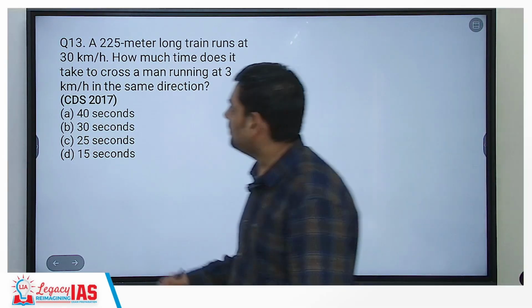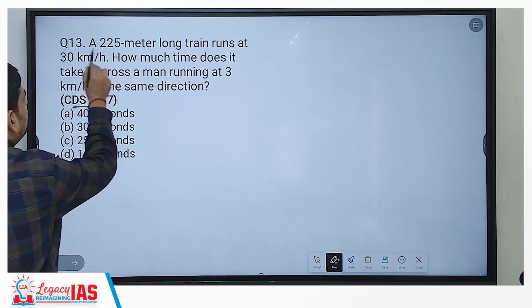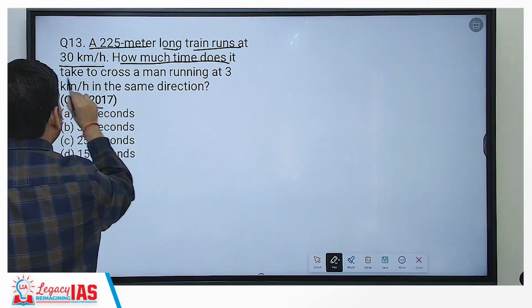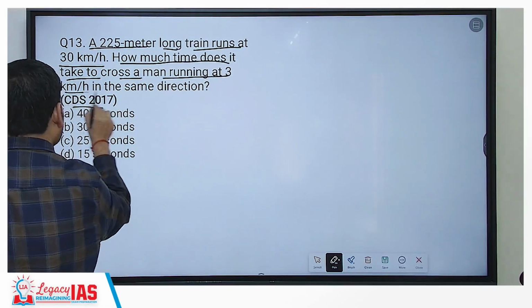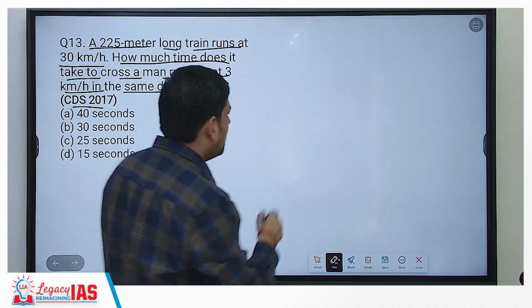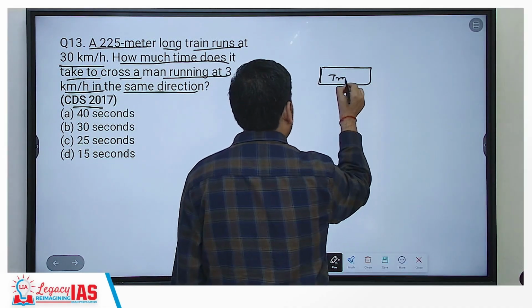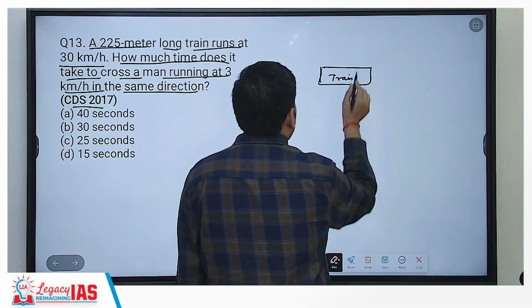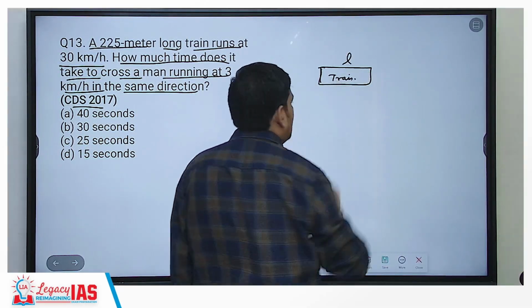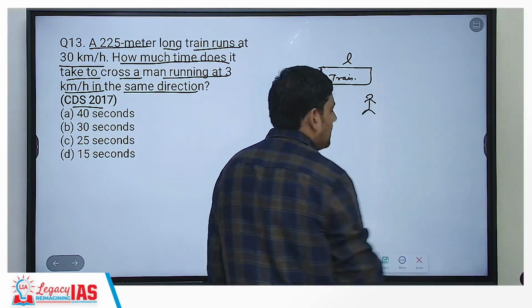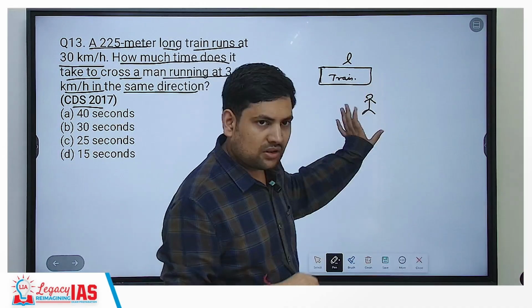let's try this question. What it says: a 225-meter long train runs at 30 km per hour. How much time does it take to cross a man running at 3 km per hour in the same direction? Okay, now understand this. This is the train. Let's say the length of the train is L. Now there is also one person. Now this train has to cross this person.